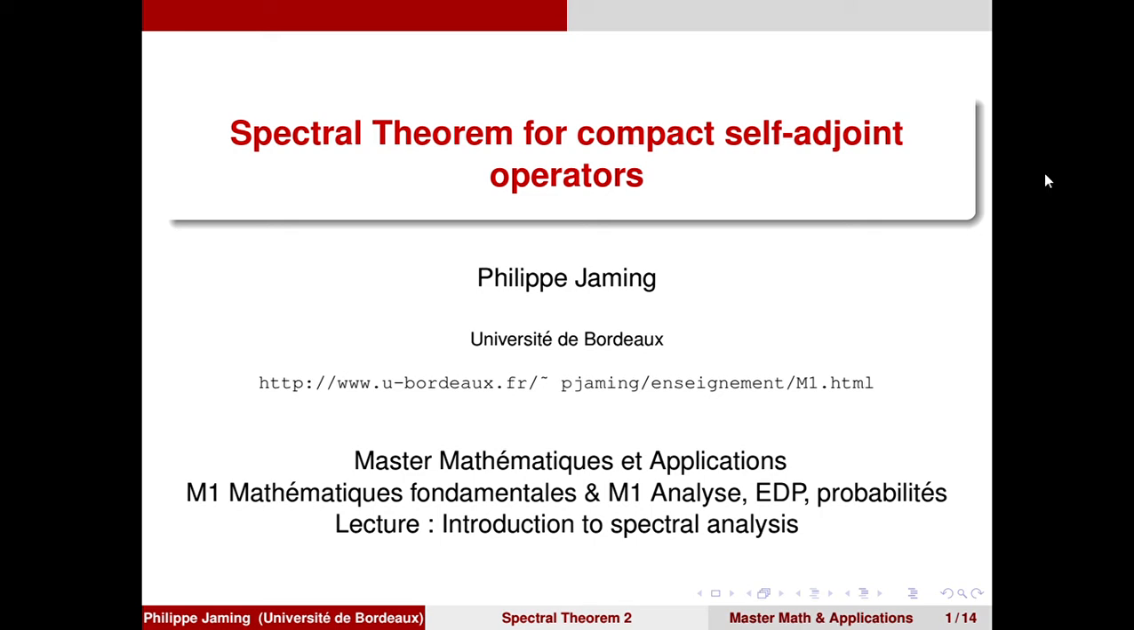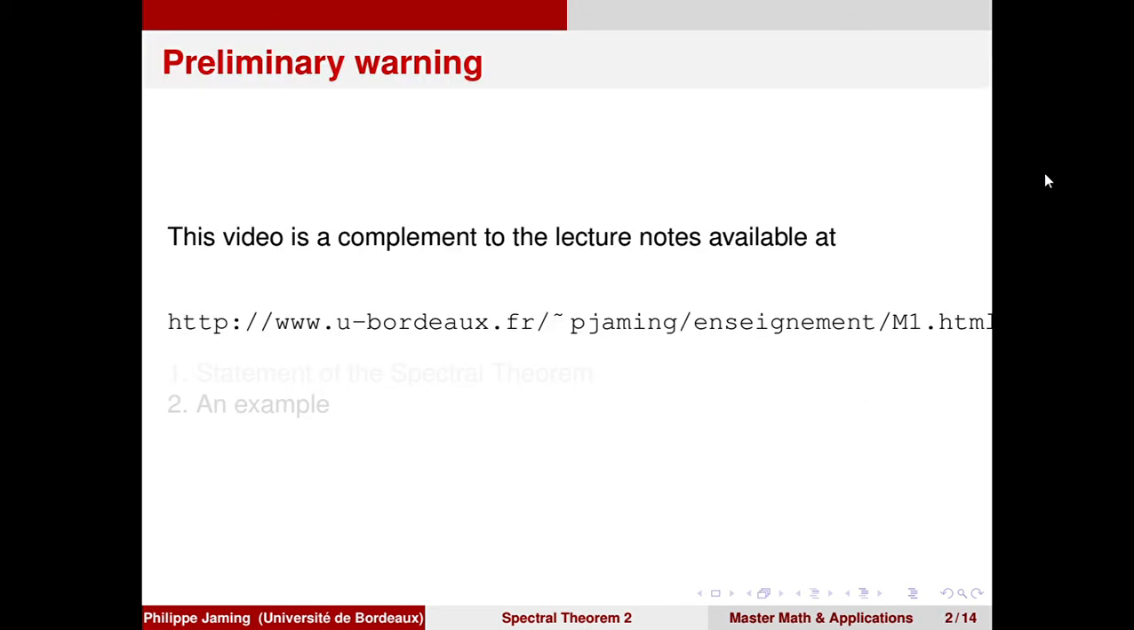So welcome to this second course about the spectral theorem for compact self-adjoint operators. In this lecture, we will give a full example. Remember that this video is complemented with lecture notes, which are essential for the understanding of this course. I assume that you have read these lecture notes and that you have also followed the first video about the statement of the spectral theorem. We will now work on an example.